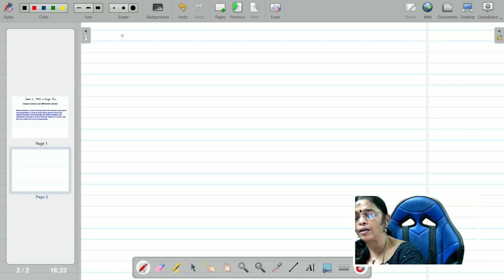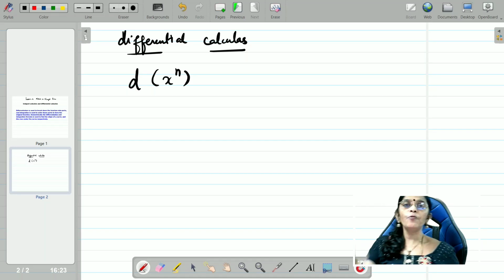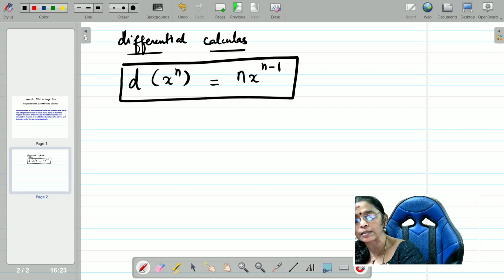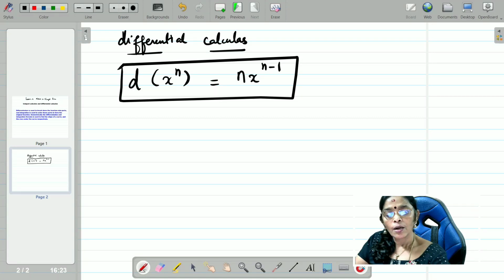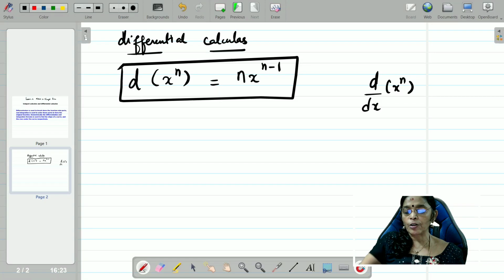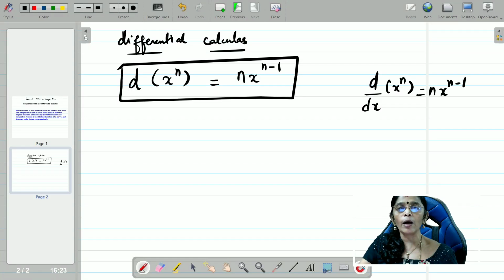First of all, I am going to take differential calculus. Very quickly you can learn it, children. What is the general formula? Differential of x power n with respect to x is equal to n x power n minus 1. This is d by dx of x power n. Either you can write it as d by dx of x power n or just differential of x power n, that is equal to n x power n minus 1.